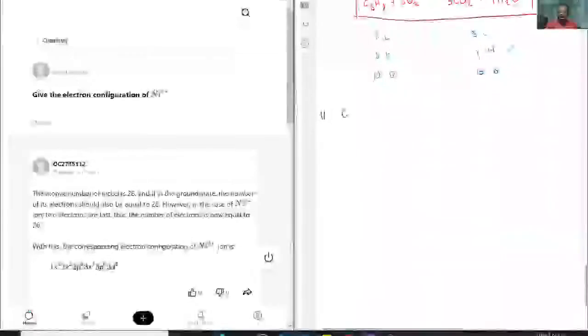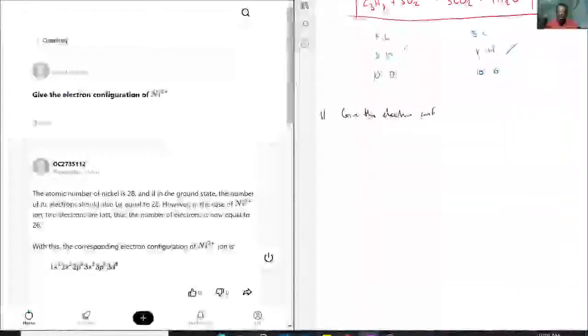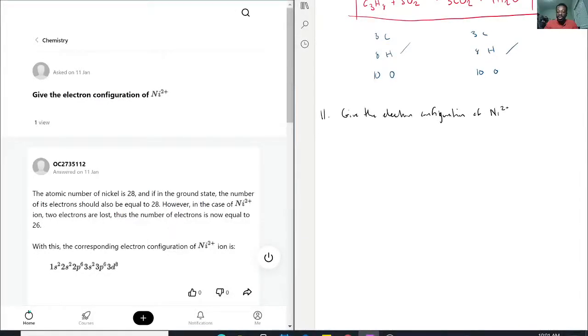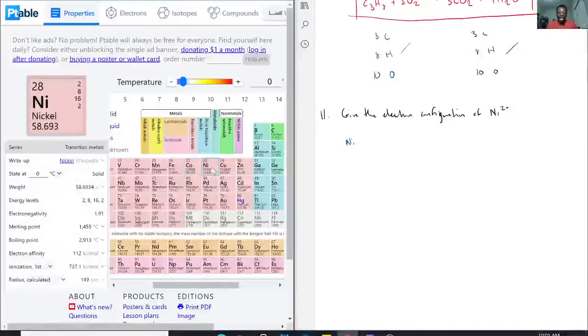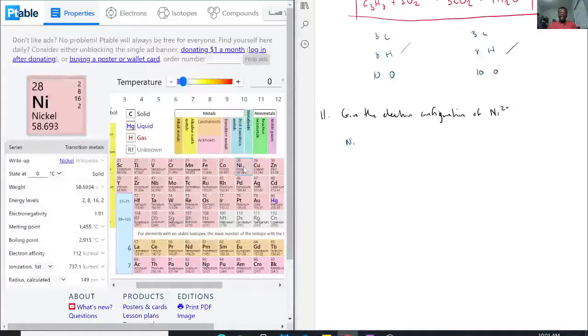So now it says give the electron configuration of Ni2+. Okay? So in order to do this question, we're first going to give the electron configuration of just nickel. As we look at the periodic table, nickel is the 28th element on the periodic table.